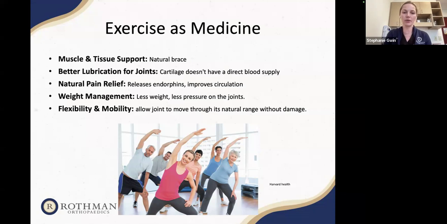And the next thing is flexibility and mobility, especially for the soft tissue structures. If you have overly tight muscles, you're more likely to come in with more acute tendon injuries or muscle injuries.